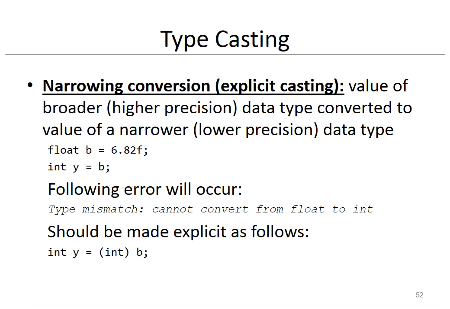A narrowing conversion is when a value of a broader or higher precision data type is converted to a value of a narrower or lower precision data type. This will typically involve loss of information. Here you can see an example. We define a floating point variable b and then try to cast it to an integer. This will typically not work and an error will be generated saying, type mismatch, cannot convert from float to int. We have to make the casting explicit by adding int in front of b, as you can see illustrated.